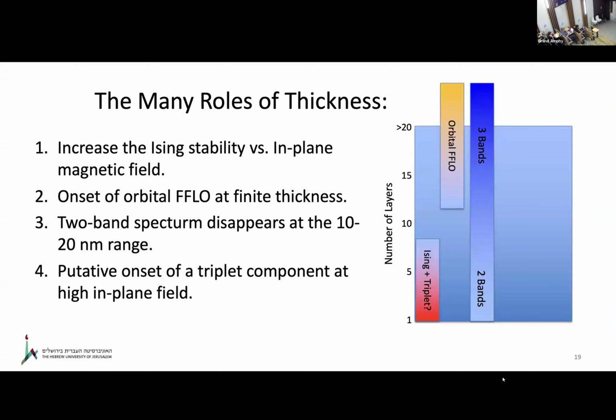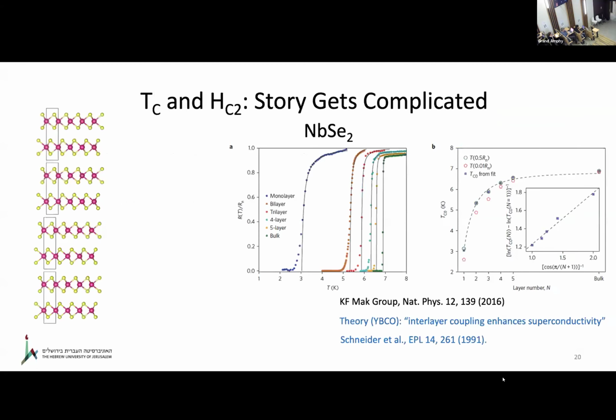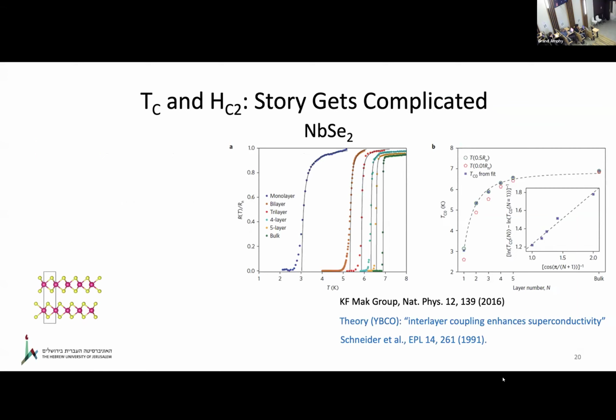Now, this is all stuff that was done in the past. And I'm now going to go into the newer stories. And that's a question of what happens in niobium selenide and tantalum sulfide and how TC evolves. So I'm going back to this data by Kinfei Mak, and as you go thinner and thinner, you see TC going down, and again, nobody was very surprised.